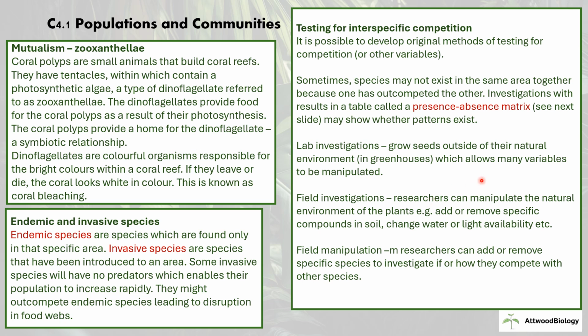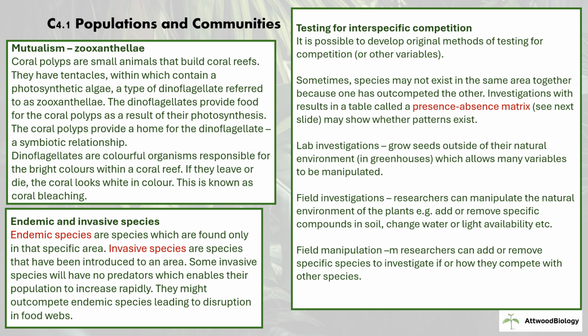So within lab investigations, you can grow seeds outside of their natural habitat. You can then put different species together to see which one is going to survive. You can allow them to grow separately to look at whether they thrive with another species or without another species. We've got field investigations, which is where researchers manipulate the natural environment. So they go to where these plants actually live and they manipulate the area there. You can add or remove specific compounds in soil, change other variables to affect the plant growth.